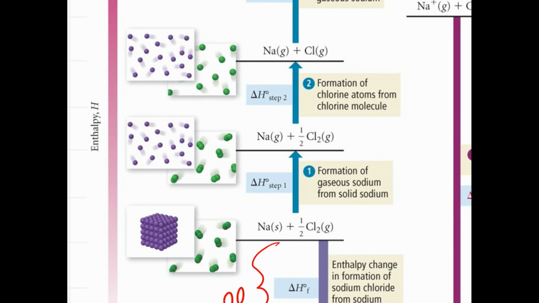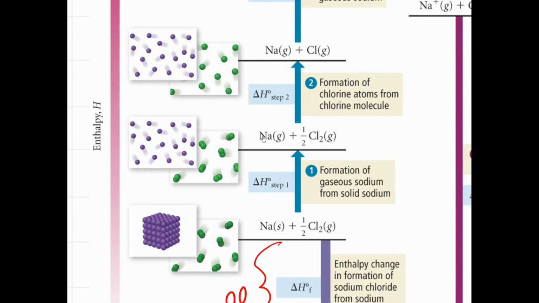Okay, so we're going to zoom in a little bit here and see if we can get this to show us what's going on. The first step is to take the sodium solid and turn it into sodium gas. Okay, so we see that happening in the picture. Sodium solid is turning into gaseous sodium. That requires energy, and we call that enthalpy of, or heat of, sublimation.